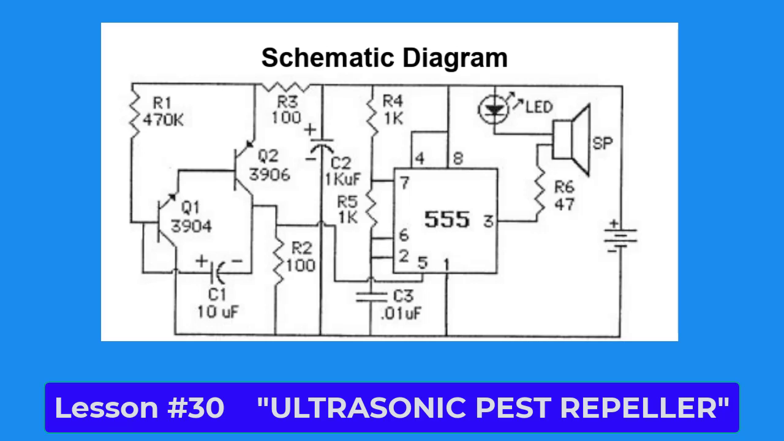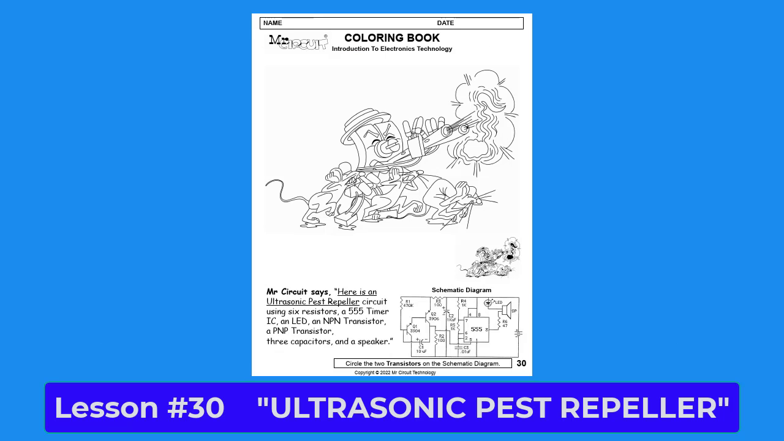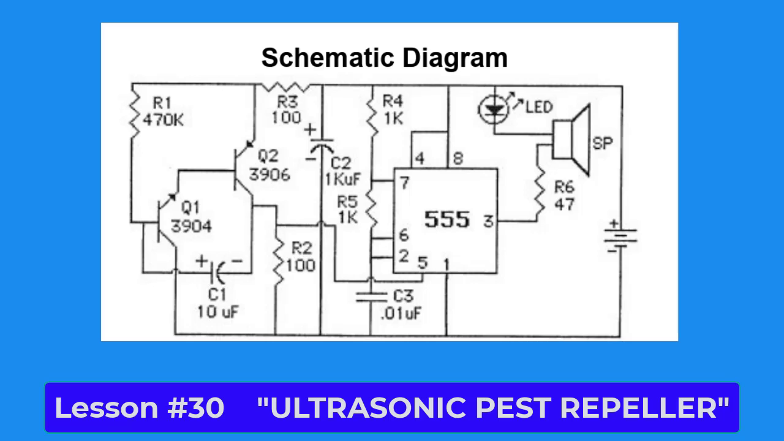The idea is that certain sounds are irritating to some pests. The word ultrasonic means sounds that cannot be heard by the human ear. These sounds have frequencies higher than 20,000 cycles per second. The schematic diagram for the ultrasonic pest repeller circuit is shown on the lower right-hand side of the page. It has some of the schematic symbols that you were taught in earlier lessons of this STEM activity book.